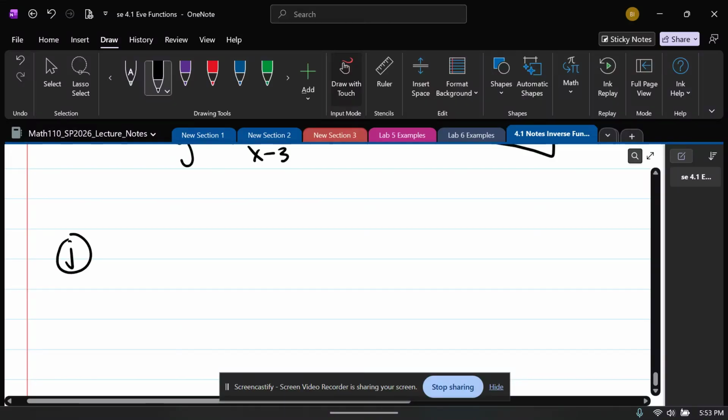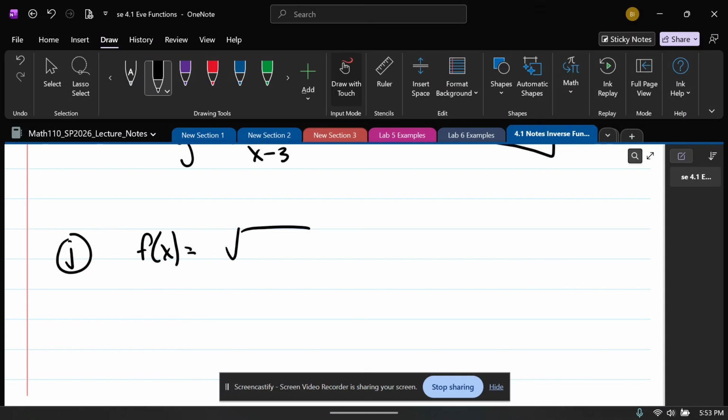Example J. Let's do f of x. Let's do a square root. So the original one is the square root of x plus 5, which is a one-to-one function. Let y'all find the inverse of that. See if you can find the inverse of that. It's very similar to the one with the cubed that we did. It just has the root to start with instead of the exponent to start with. See if you can undo that.